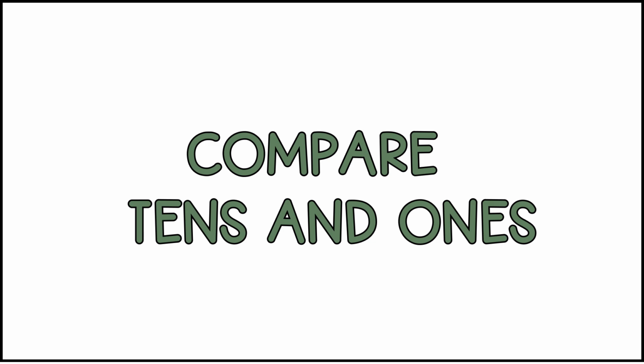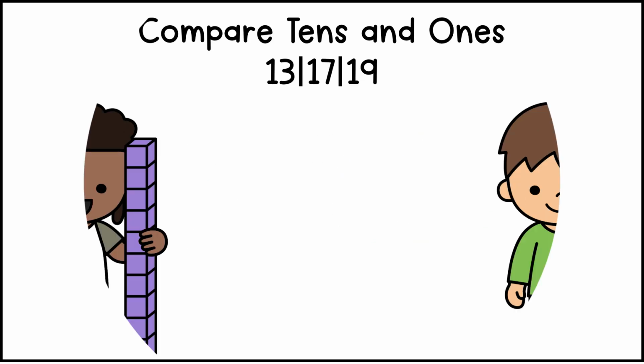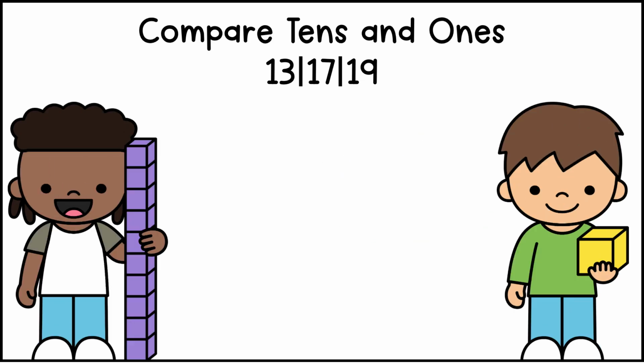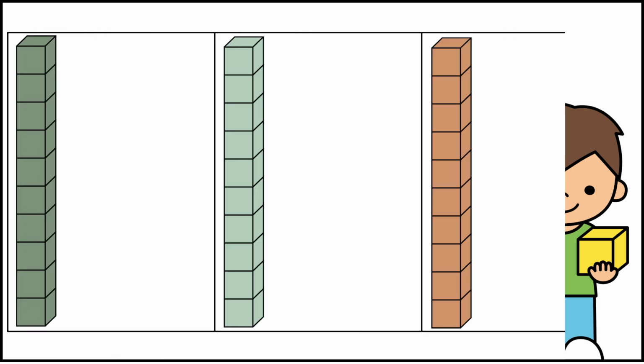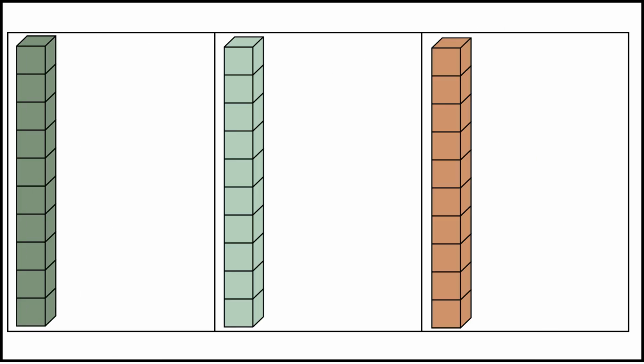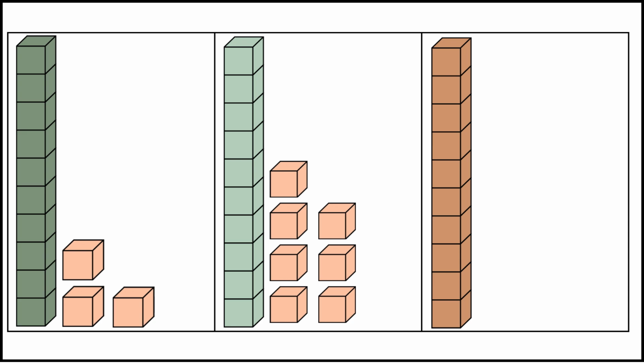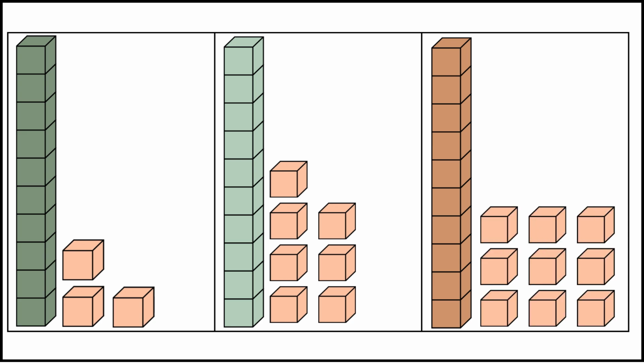The third strategy is using place value. Suppose students are ordering 13, 17, and 19. All 3 numbers have 1 ten, so we can compare the ones. 13 has 3 ones, 17 has 7 ones, 19 has 9 ones.